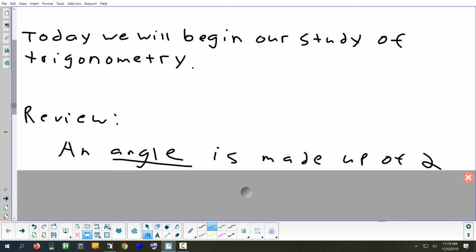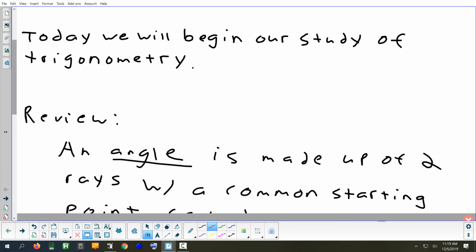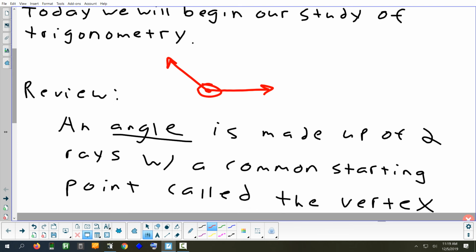So, an angle is made up of two rays, and each ray has a common starting point. Does anybody know what you call this point? Like here's a ray, there's a ray. What do you call that point? Yep. Vertex. It's called the vertex. So you take two rays, you put them together with a common vertex, and there you go. You just made an angle.